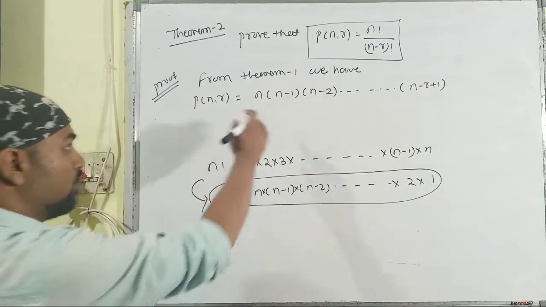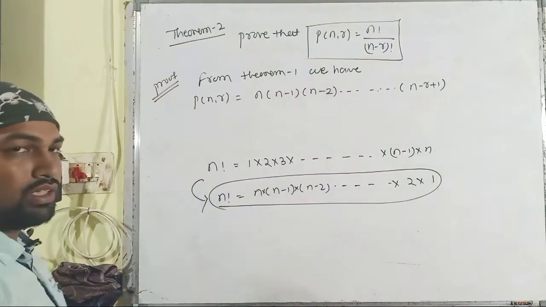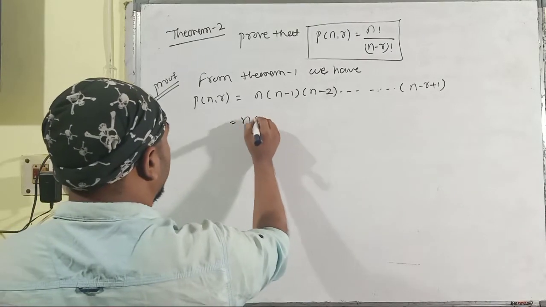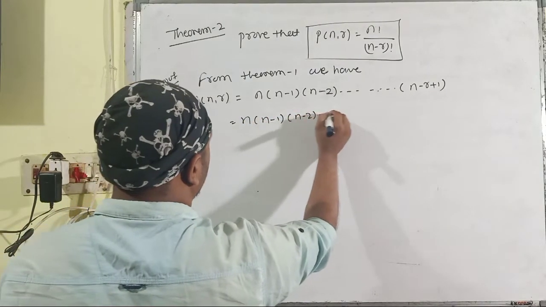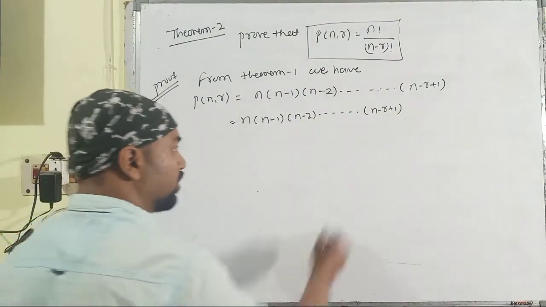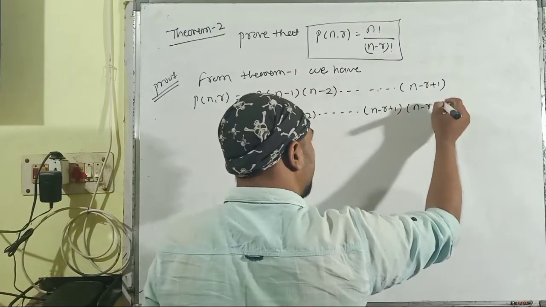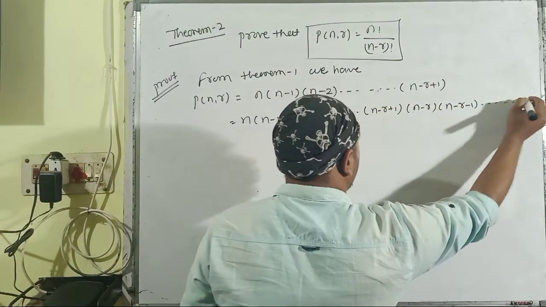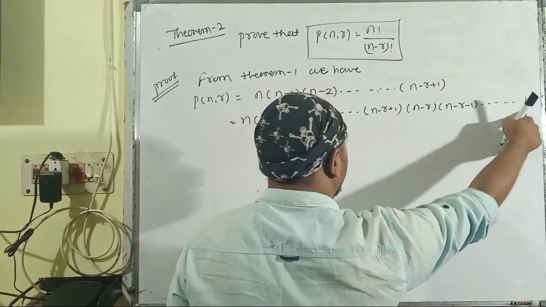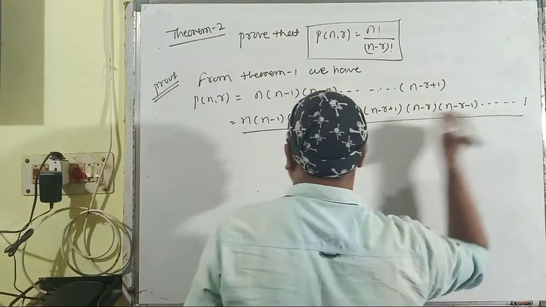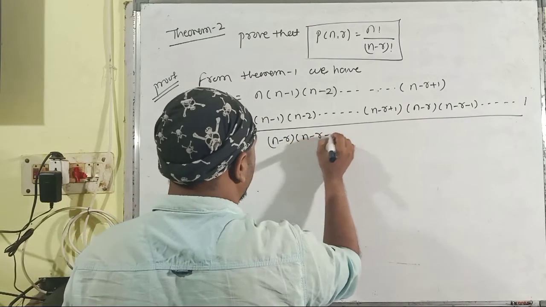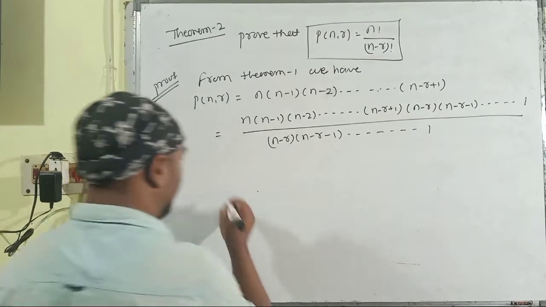That means we have to continue this product until it reaches 1. So n multiplied with n minus 1 multiplied with n minus 2 up to n minus r plus 1. Then we have to multiply its previous term, that means n minus r, then its previous term n minus r minus 1, up to 1. And then again we have to multiply those same terms in the denominator, that means n minus r, n minus r minus 1, up to 1.